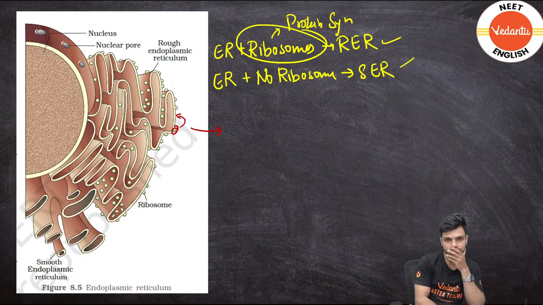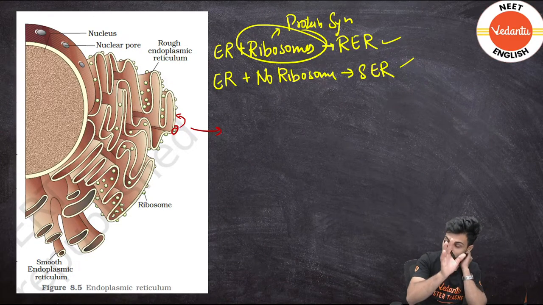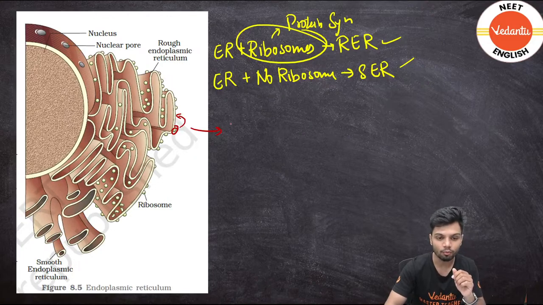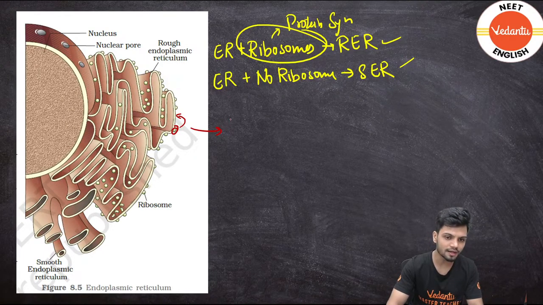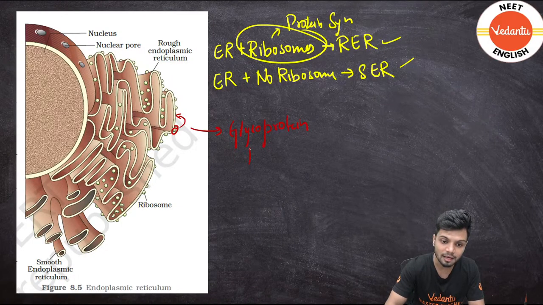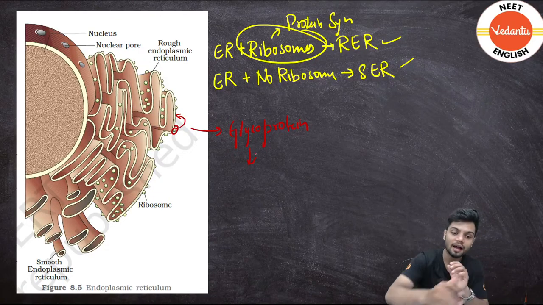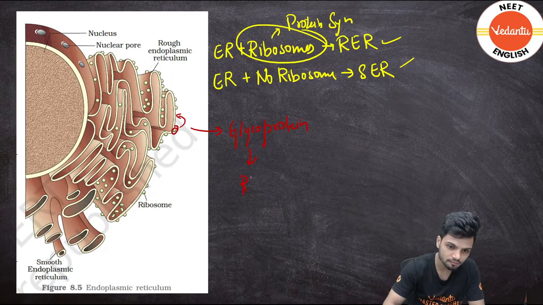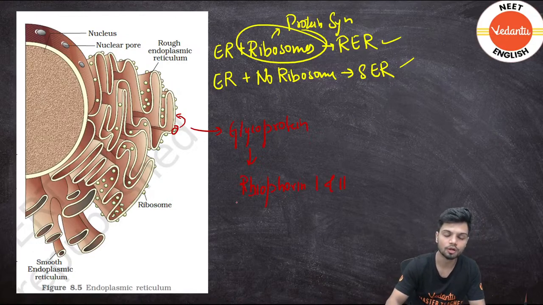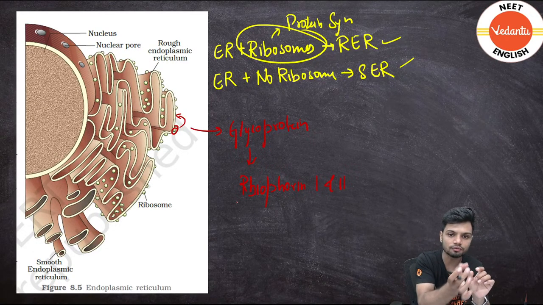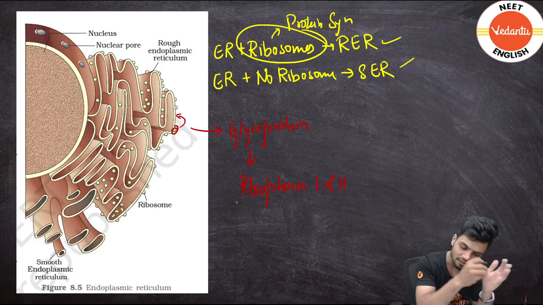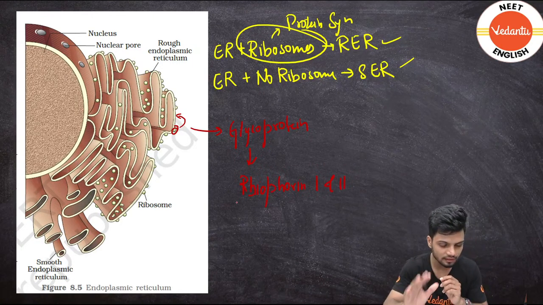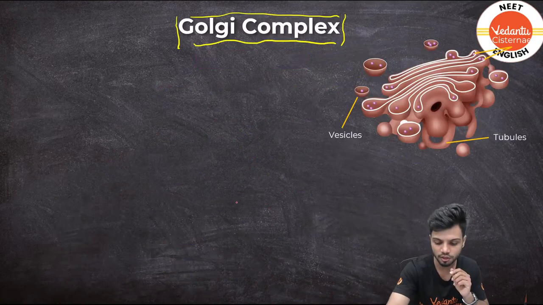But how are they attached? Is there any glue here? Yes, there is a glue here. Whatever is out of NCERT, I write in red, okay? The glue here is a type of glycoprotein, which helps in the attachment of the ribosomes on the ER. And this is called riboforin. Riboforin 1 and riboforin 2 help in attachment of the ribosomes onto the ER. Okay? Clear?